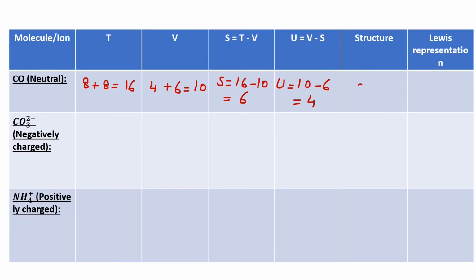What we will do is write the atoms first, a little bit far away from each other. Then we will see the shared number of electrons value. So here the S value is 6. So we will put 6 electrons here, 6 dots basically. Next we need to see the U, which is 4. But how do we actually distribute these 4 electrons? That we need to see.